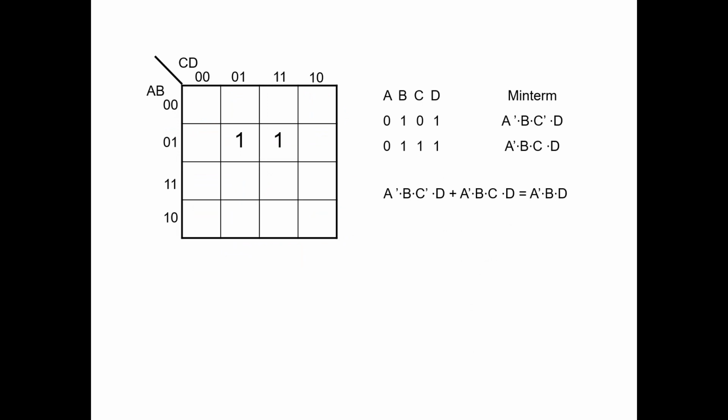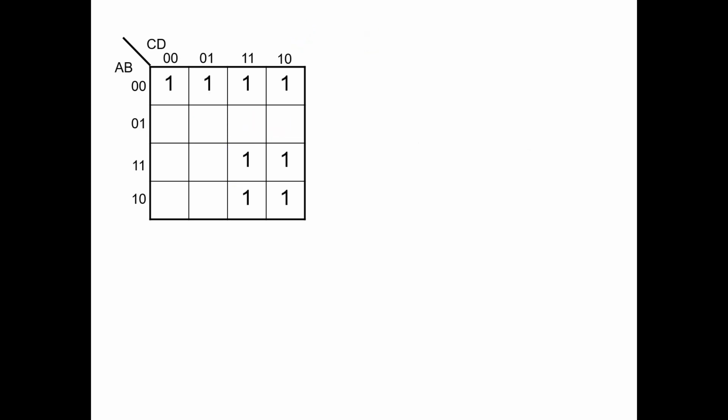Okay, and how about this? This is very easy, right? You just select these 2 cells, and for these 2 cells C is 0, 1, so C disappears, right? D is 1, so D. A, B is 0, 1, so it's A prime and B and D. Okay, very easy. How about this one? You can select these 4 cells together, and the product term is what? A, B, 0, 0, right? So it's A prime, B prime.